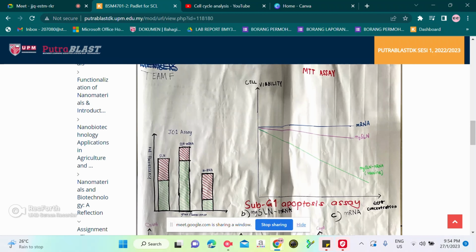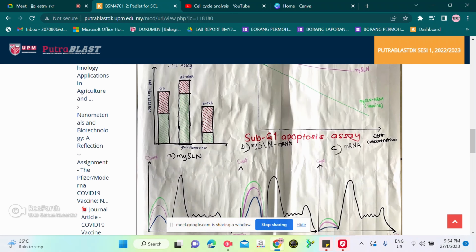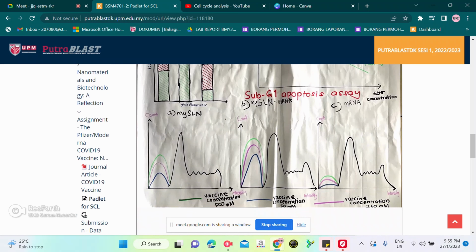Next, let's move on to the sub-G1 apoptosis assay, where we have three types of graph based on the material itself: MySLN mRNA, the vaccine, and the last one, mRNA. When we look at graph C, which is the mRNA itself, it doesn't affect cell apoptosis, which is the sub-G1 phase. There are three colors.